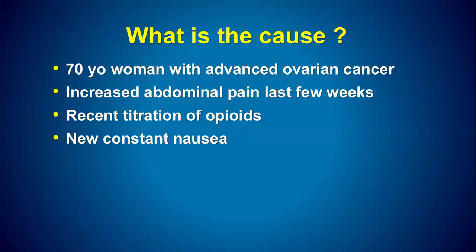So let's talk about a case and then we'll open it up for discussion. You can put it in the chat box. So this is the case of a 70-year-old lady with advanced ovarian cancer. She's having increased abdominal pain since a couple of weeks. And there has been a recent increase in the dose of opioids. And now there is constant nausea. What do you think is the triggering factor for her?